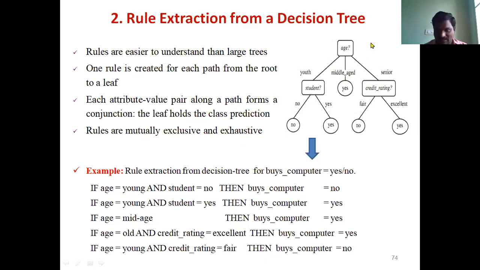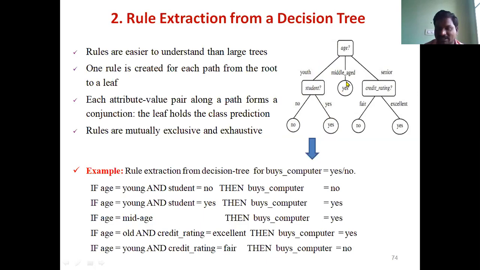I generated this tree from the data set by using the WEKA tool or something similar, and from this decision tree you can derive the rules. Take the first path: if age equal to youth and student equal to no, then buys computer equals no. Take the second path: age equal to youth, student equal to yes, then buys computer is yes.